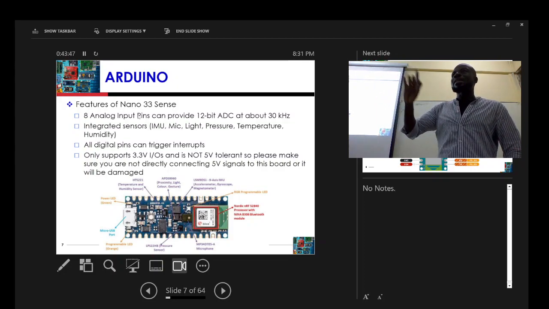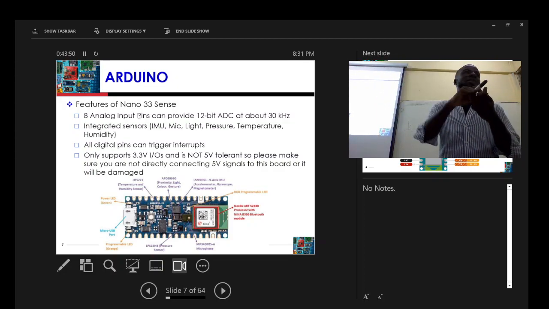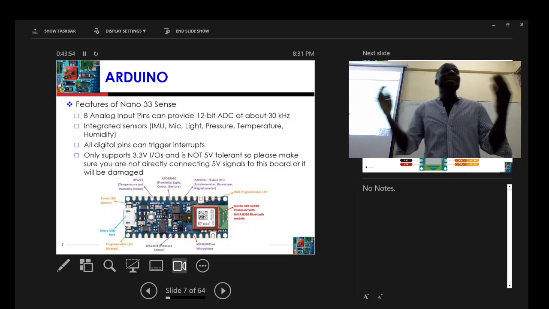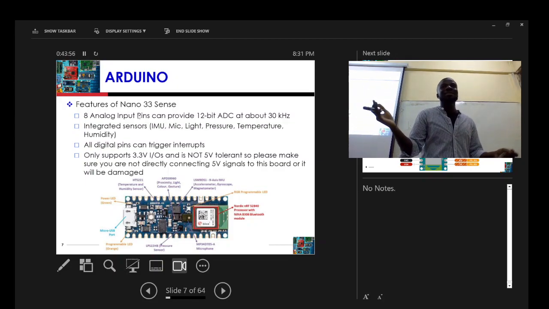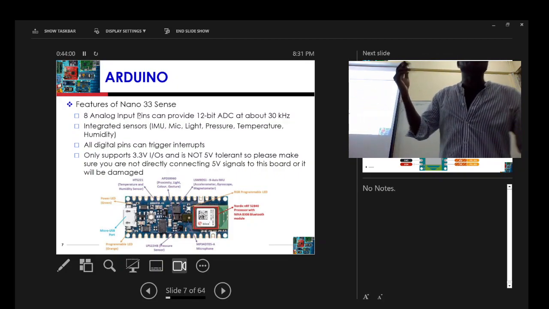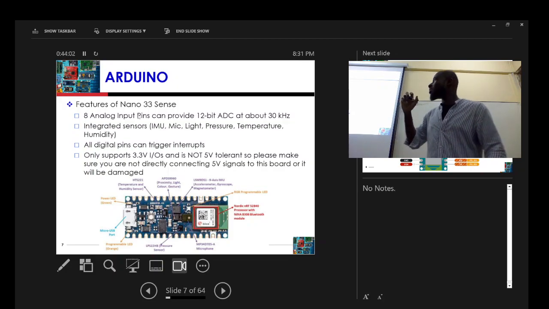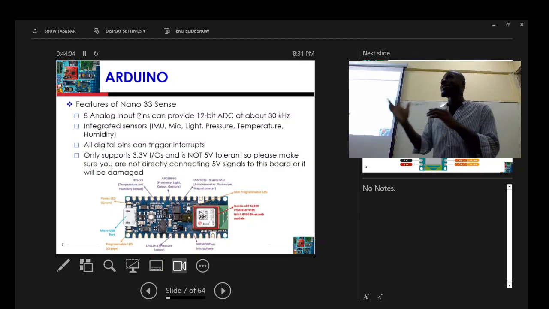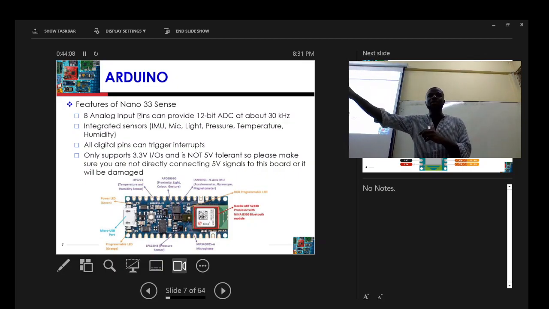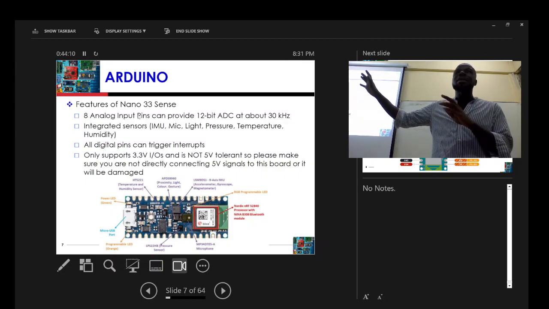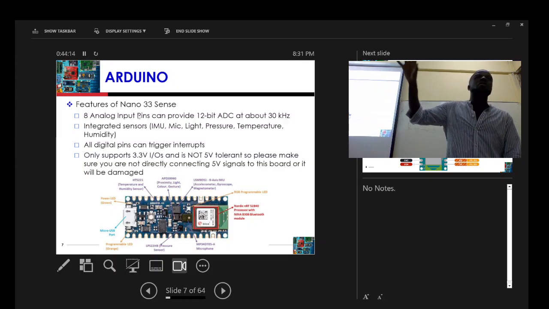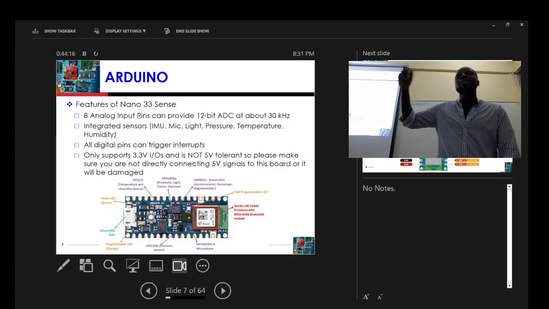So if I set it high and then I connect an LED to it, the LED will light up. If I set it to low and I connect an LED, the LED does what? It will be off, right? So it means that the digital pin is either on or off. 5 volts, 3.3 volts, or 0 volts, right? And the only way to know whether it's on or off is when I connect an LED to it, right?